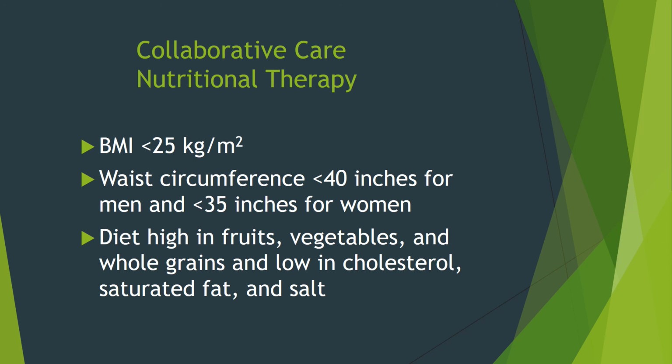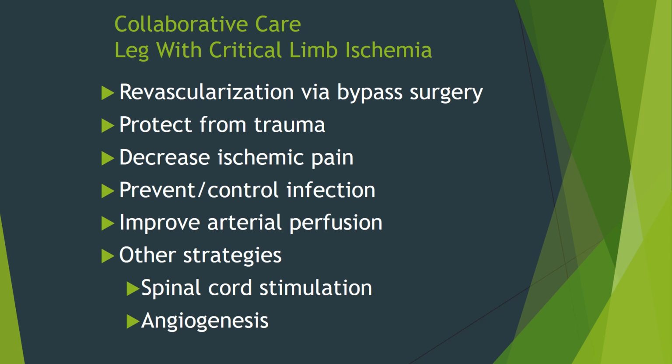Now, there's several things they can do if the patient has critical limb ischemia, meaning that they have very, very limited blood flow to the point that they could possibly lose their limb if they don't improve the blood flow. There's several types of surgeries that can be done to improve the blood flow. You obviously want to protect that patient's limb from trauma. We also want to decrease their ischemic pain, prevent infection, of course.